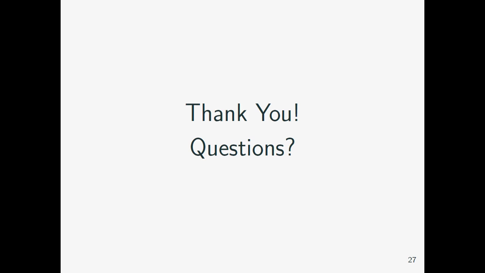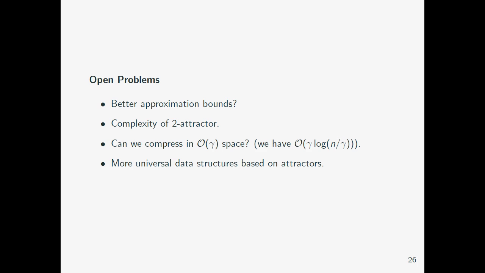Do you think this line of research will eventually produce new compression algorithms? Yeah, this would be nice. This is related to this open problem here. If we find a way to compress in gamma space, then yes, because gamma, the minimum gamma, so the size of the smallest attractor, can be much smaller than the size of any compressor we know of. So if we can prove that we are able to compress in this space, then we can get new, much more powerful compressors. Thank you. Thanks.